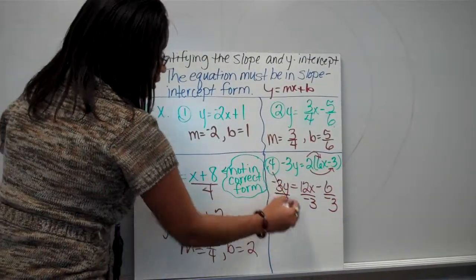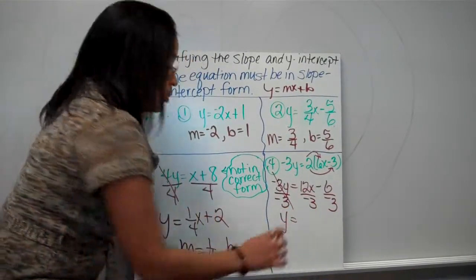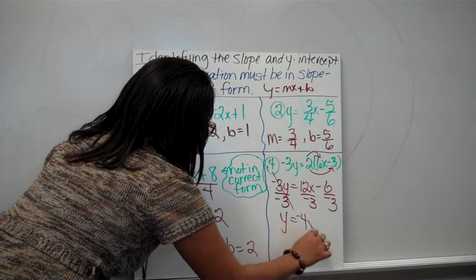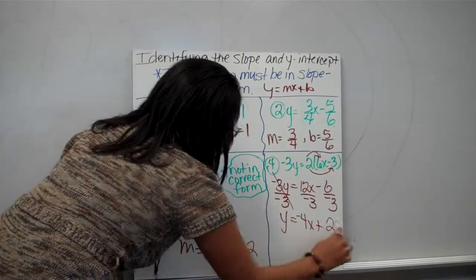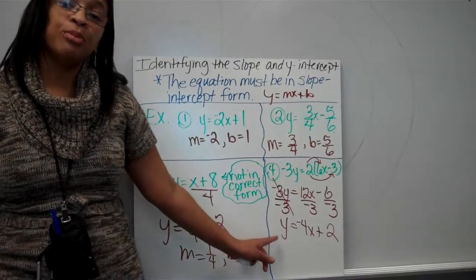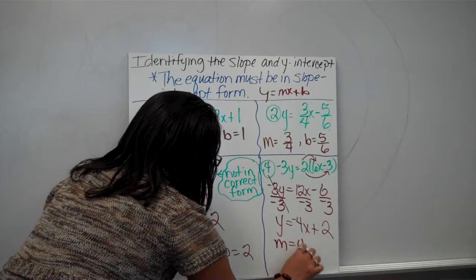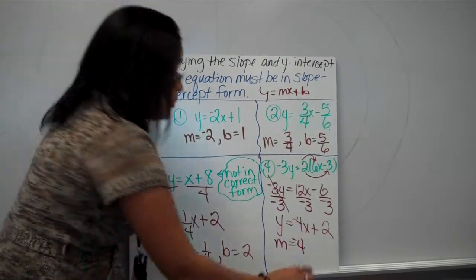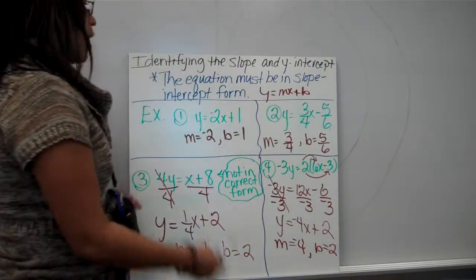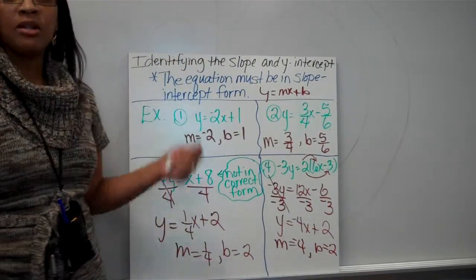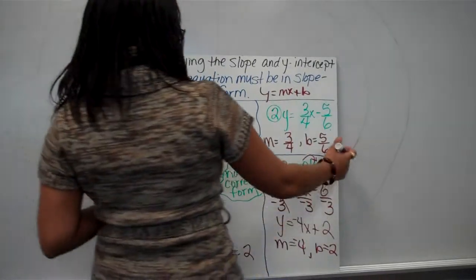And that will leave me with y equals 12 divided by negative 3, which is negative 4x plus, because I'm dividing a negative by a negative, plus 2. And now I can determine my slope and my y-intercept. My slope, m, is equal to negative 4, and my y-intercept is equal to positive 2. And that's how you identify the slope and the y-intercept of an equation, or put an equation in slope-intercept form.